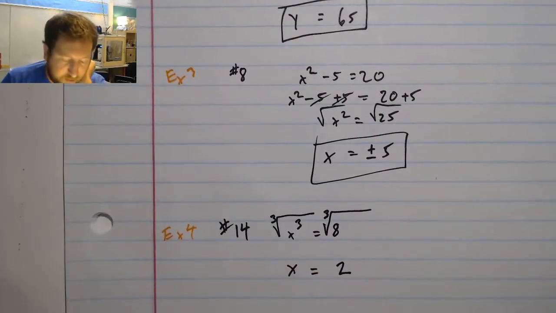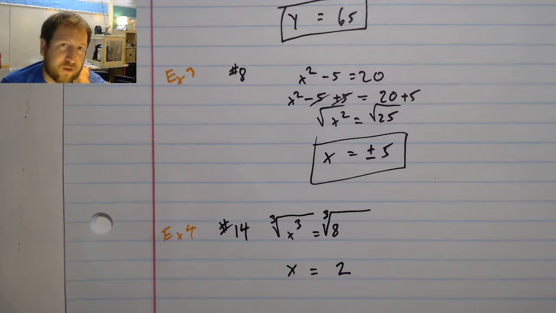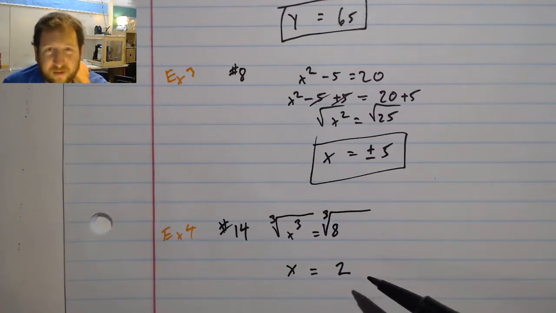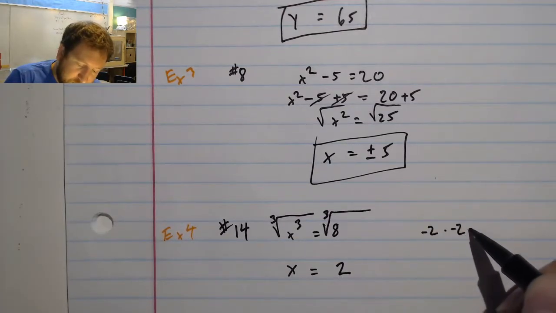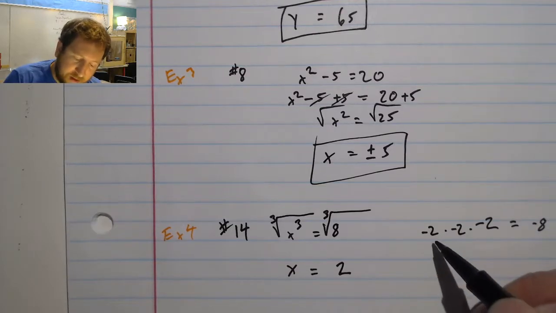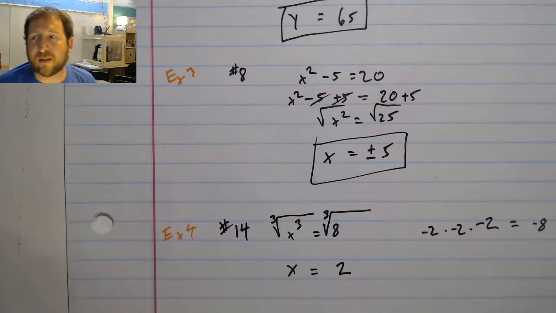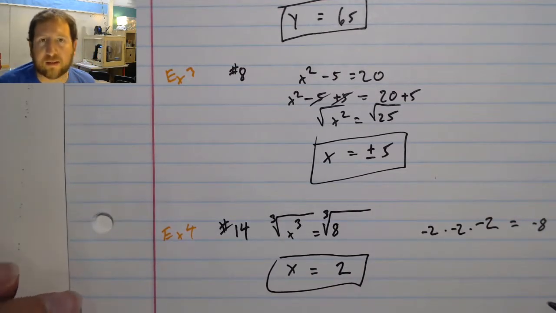What's interesting, though, here is it is only 2, because when we take cube roots, we do not get 2 answers. We only get 1 answer in this case. So, because if I put negative 2 inside, negative 2 times negative 2 times negative 2 equals negative 8, because a negative times a negative times a negative is a negative. So in this case, it doesn't work, which is kind of interesting. So in this case, our answer is x equals 2.